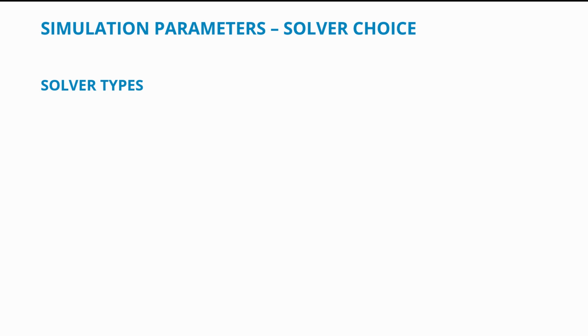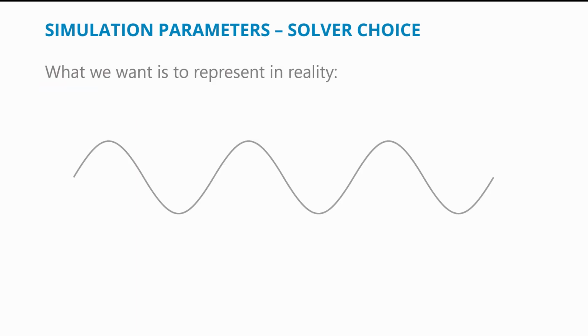The most important parameter is the type of solver. There are two main categories in Simulink: variable step and fixed step solvers. Let's start by looking at a fixed step solver example to understand how they work.